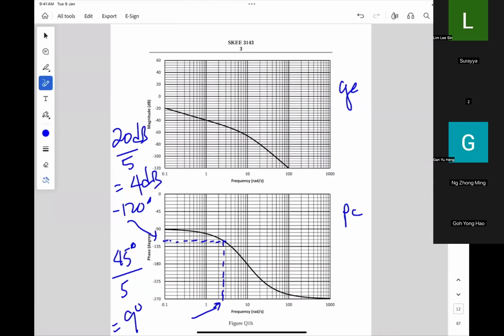Ng Yong Ming. Datang. Chen, what is the frequency over there?